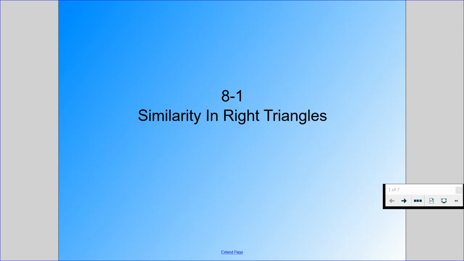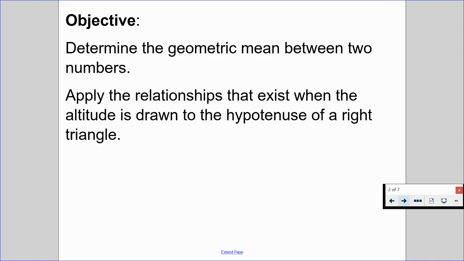Alright, and welcome back. In this video, we are going to be going through Chapter 8, Section 1, titled Similarity in Right Triangles. By the end of this video, we should be able to determine the geometric mean between two numbers, as well as apply the relationships that exist when the altitude is drawn to the hypotenuse of a right triangle. So let's have out our guide and notes.